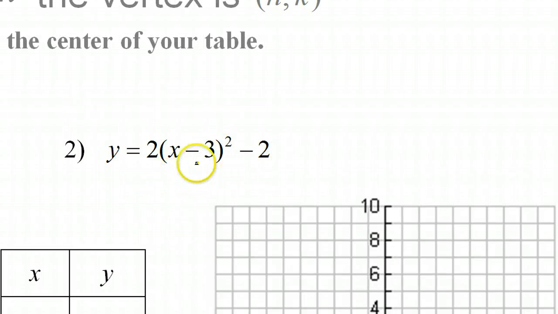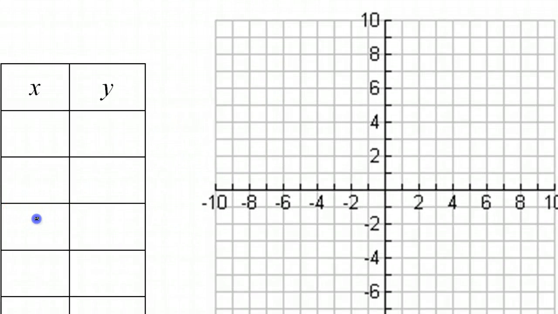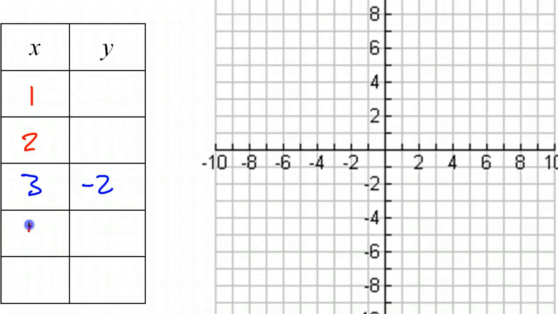So on problem number 2, the vertex is going to be the opposite of this one. So the opposite of this, the vertex is going to be positive 3 and then negative 2. Let's put that in the middle of our chart. (3, -2). Now, as far as the x values, lower than 3, so 2, 1. Greater than 3, so 4, 5.